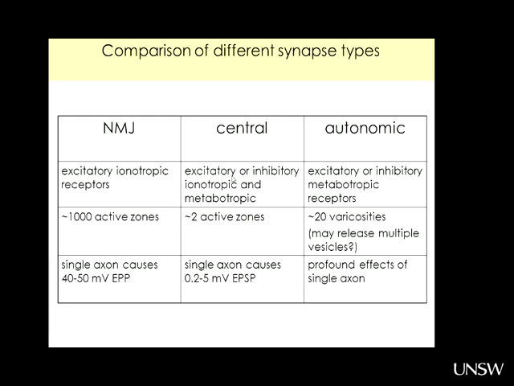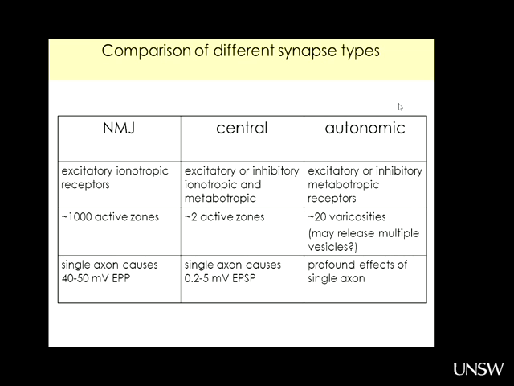Central nervous system, you can have an excitatory or an inhibitory response. You can have ionic receptors or you can have metabotropic, which is second messenger coupled receptors. A typical axon might have about 2 active zones, which means that a typical axon causes a very small EPSP, and you need multiple neurons to come together to produce a response. And that's what you want. You want to be integrating information before you fire the next neuron.